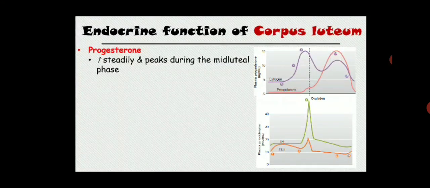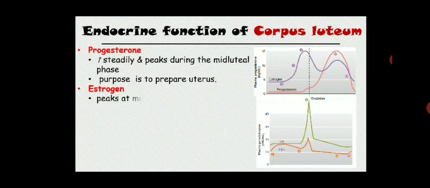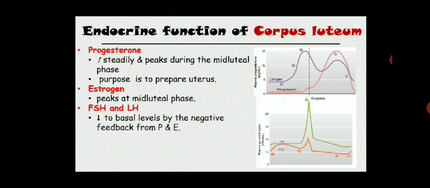The purpose of secreting more progesterone is to prepare the uterus for pregnancy. Now what about estrogen? Again, a peak of estrogen is seen at the mid luteal phase. It is also seen just before ovulation, and it is responsible for the LH surge. Now what about FSH and LH? FSH and LH will decrease to the basal level by negative feedback from progesterone and estrogen. The levels of FSH and LH decrease in the luteal phase because of the higher amounts of estrogen and progesterone in that phase.